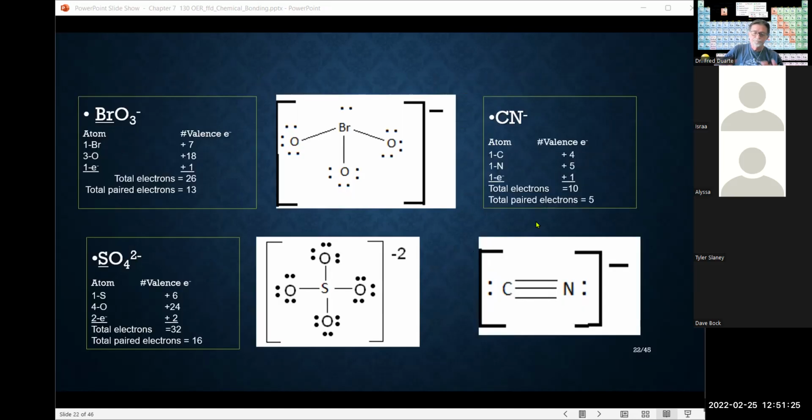All right, so that is how we create the Lewis dot structures for neutral molecules and for polyatomic ions. The only difference between the two is for negative charge or positive charge, we're going to either add or subtract a number to account for those electrons that were originally there when it was neutral.